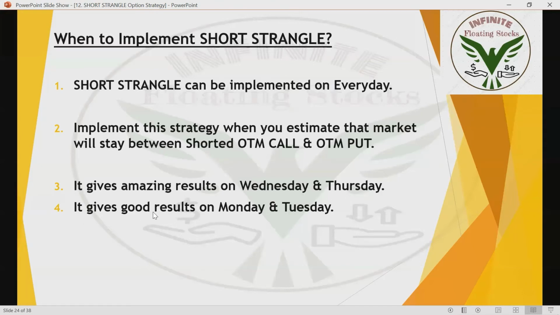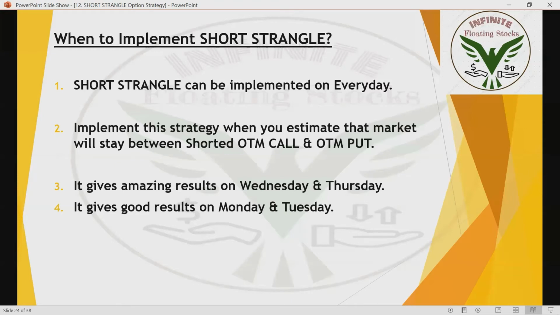And it gives good results on Monday and Tuesday. It gives amazing results on Wednesday and Thursday because theta decay happens faster on Wednesday and Thursday when compared to Monday and Tuesday. So that is the reason short triangle option strategy will give amazing results on Wednesday and Thursday, and it gives good results on Monday and Tuesday. That's a very important point that every option seller, or everyone watching this session, should remember.